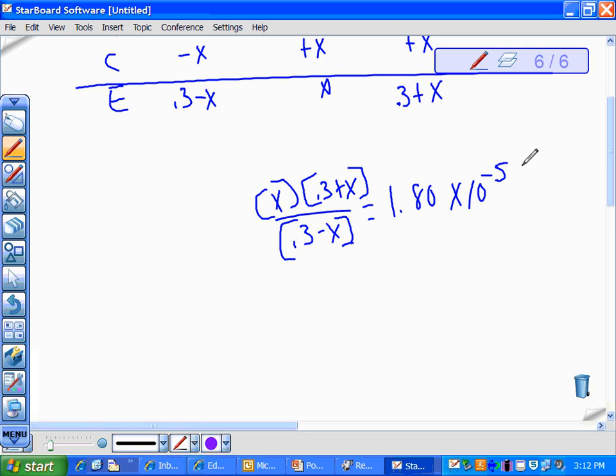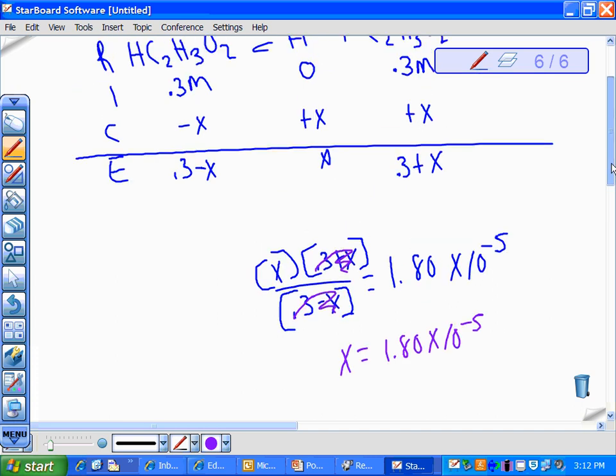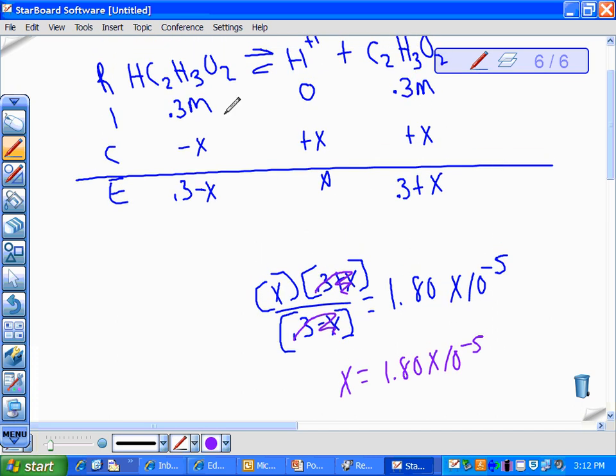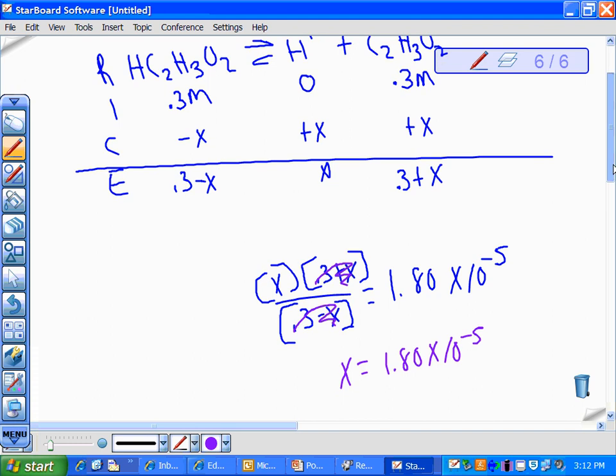Or if you notice something, this is to the negative fifth, so you could actually scratch through the minus x on bottom and the plus x on top. Do you notice something here? It's 0.1 and 0.3 and 0.3. So they'll cancel. So your x is going to be 1.80 times 10 to the negative fifth. Does that happen all the time? Well, no. But when they're the same concentrations, that'll happen there.